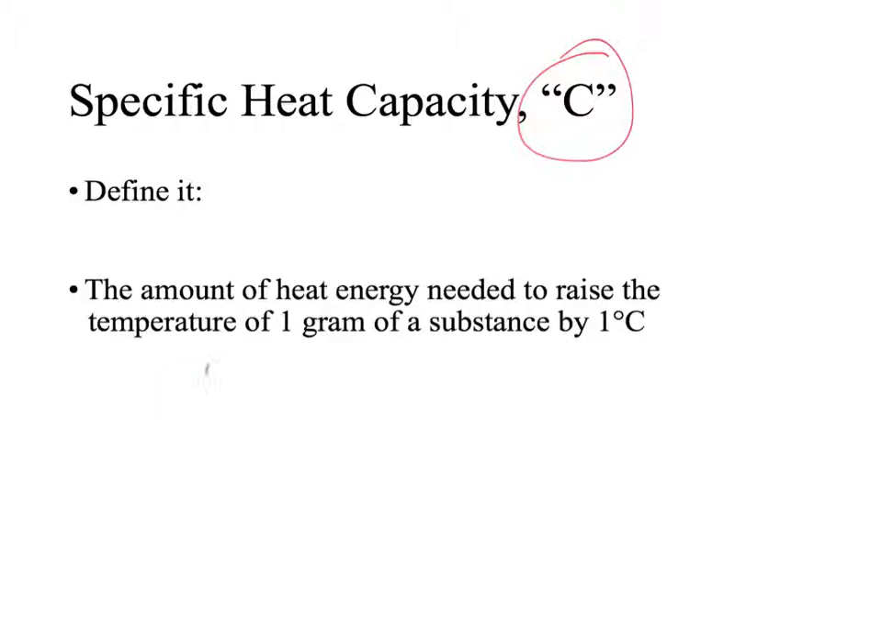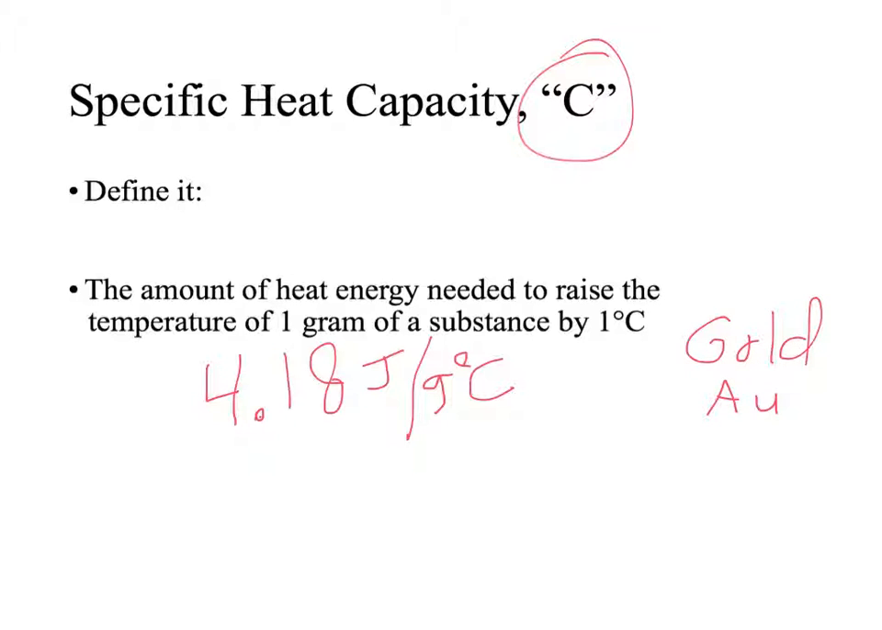So, for instance, water has a specific heat capacity of 4.18 joules for every gram and every degree Celsius that it changes. Whereas gold, Au, for those of you who took chemistry last year, has a specific heat capacity of 0.129 joules per gram degree Celsius. Its specific heat capacity is much lower, which means that a small amount of heat will raise the temperature of gold quite a bit, but the same amount of heat will barely raise the temperature of the water at all.